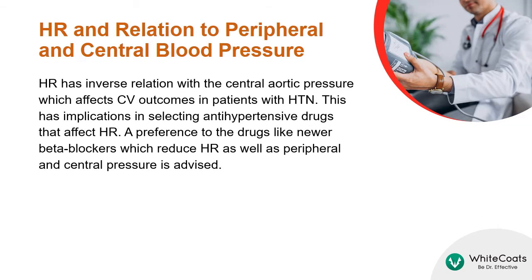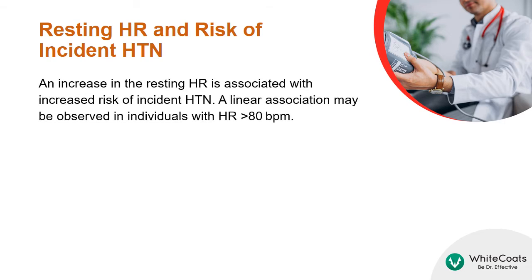Heart rate has an inverse relation with the central aortic pressure, which affects cardiovascular outcomes in patients with hypertension. This has implications in selecting antihypertensive drugs that affect heart rate. A preference to drugs like newer beta blockers, which reduce heart rate as well as peripheral and central pressure, is advised. An increase in the resting heart rate is associated with increased risk of incident hypertension.